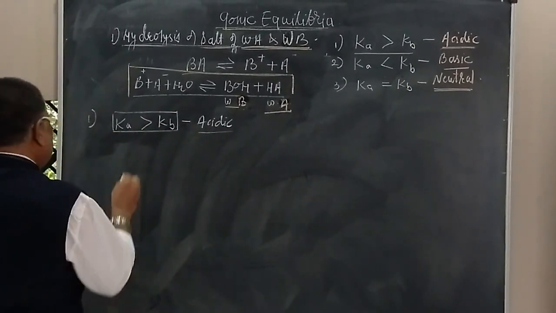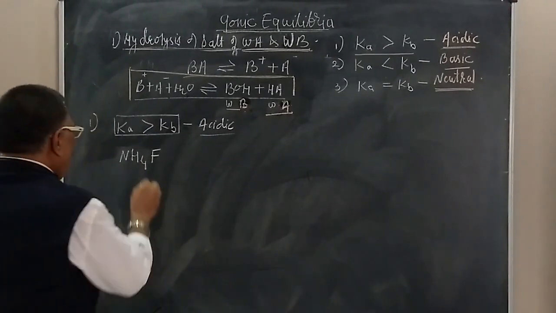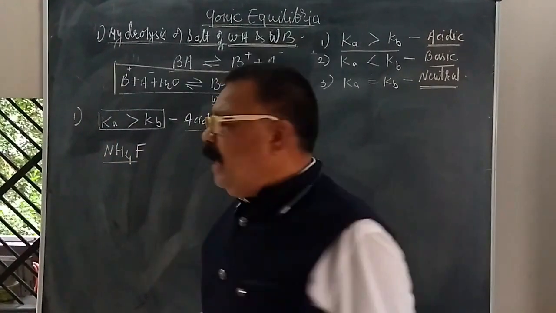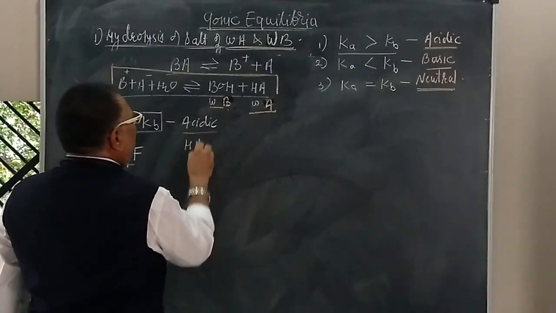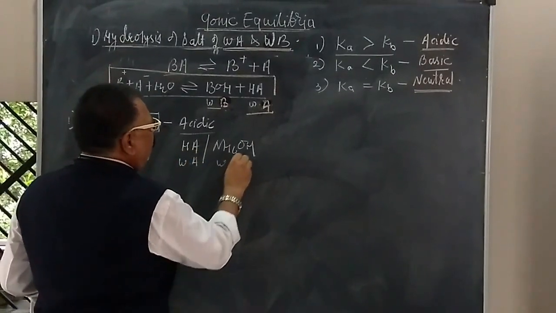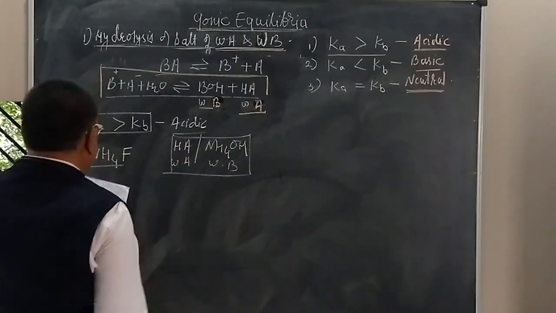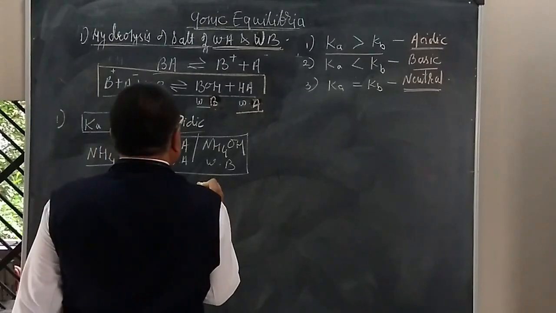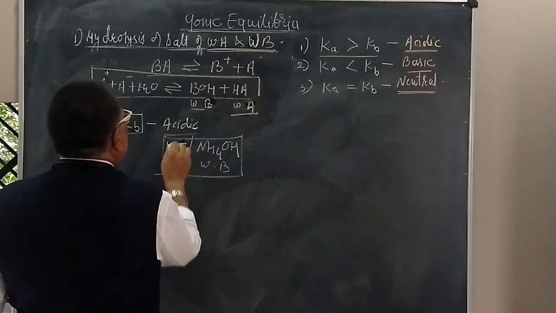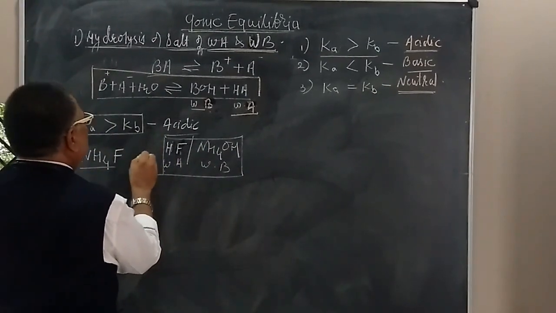We'll see one example, that is NH4F. This is a salt of the weak acid and the weak base. Weak acid कौन सा होता है यहाँ पे? The weak acid is HF and the weak base is ammonium hydroxide. When this weak acid, hydrogen fluoride, reacts with the weak base, ammonium hydroxide, then we see this formation.